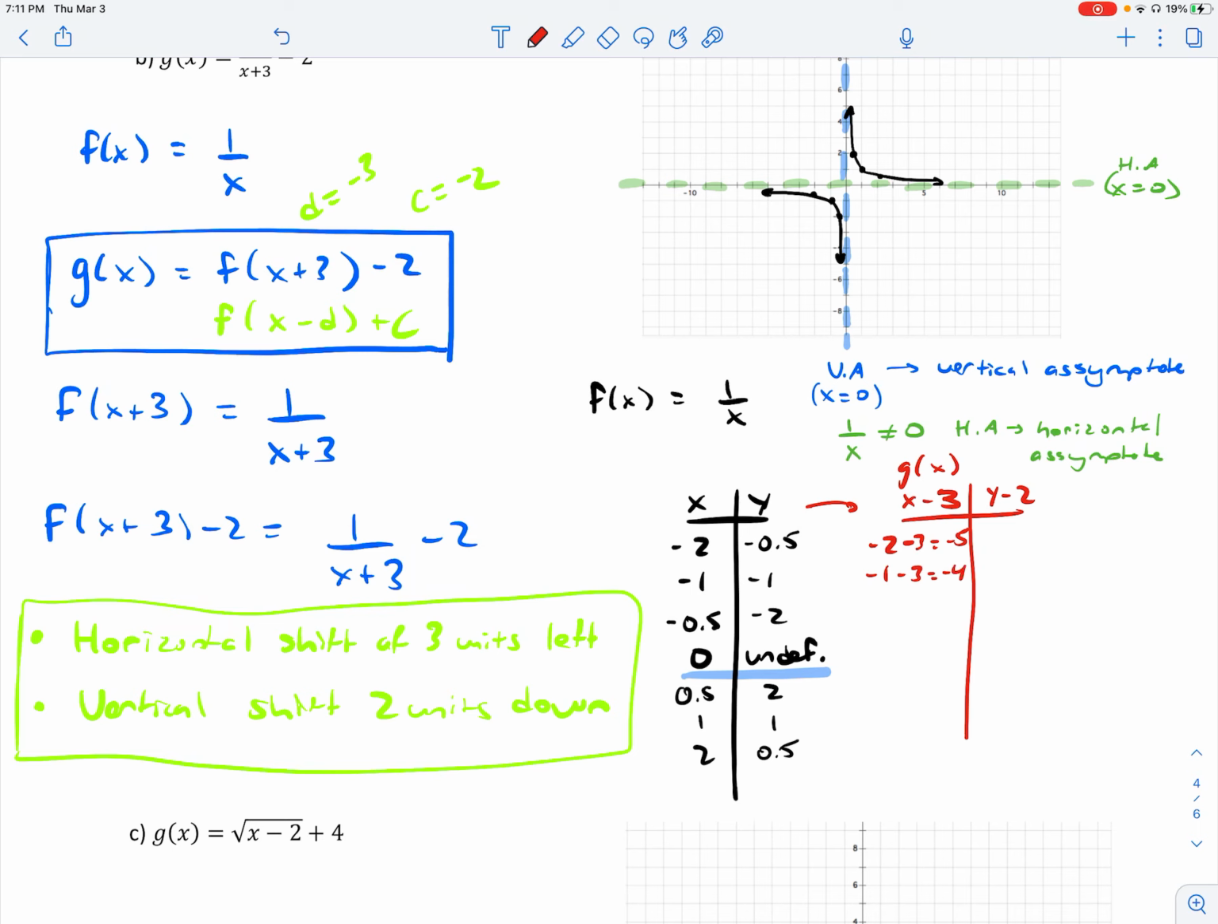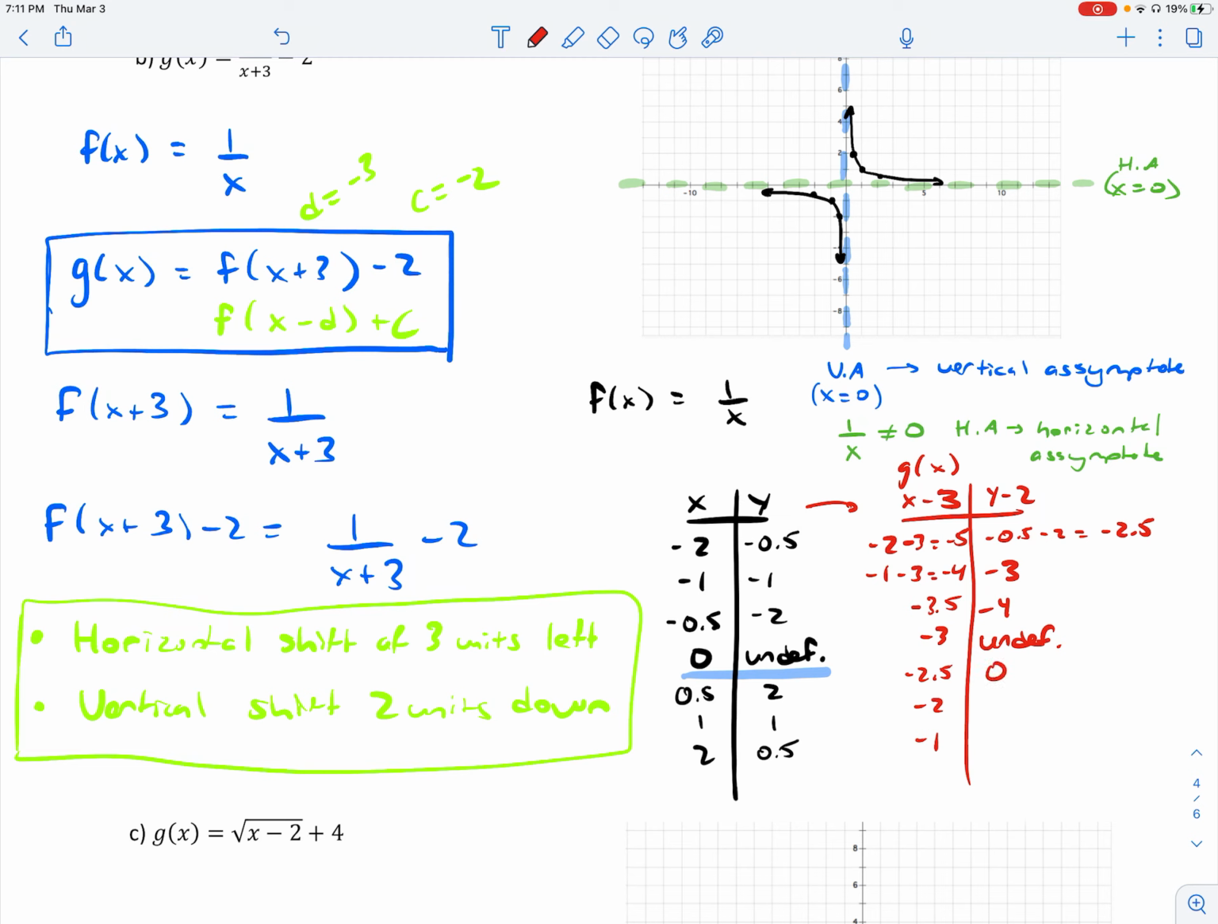Okay, I'm just going to go ahead and do the rest. Negative 2.5, 1 minus 3, negative 2, 2 minus 3, negative 1. Now for the y values, plug in negative 1/2, negative 1/2 minus 2, that's a negative 2.5. Okay. And I'm just going to go ahead and do the rest in my head. Negative 3, negative 4, undefined.